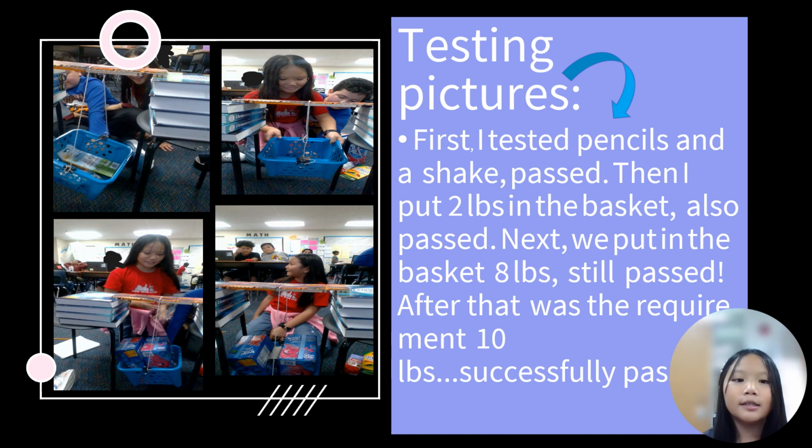Just to let you know, the pictures that are in the box next to the text are in order. So, I can tell you the order. First, pencils and shake. Then the 2 pounds are there, but you don't really see it, but it is there. Then next, two Kool-Aid boxes equal 8 pounds. So 1 equals 4. So we added the 2 together to equal 8. And then we took the 2 pounds and put it in the middle of the Kool-Aid boxes to hold it, and my bridge successfully passed, as you know in the text.